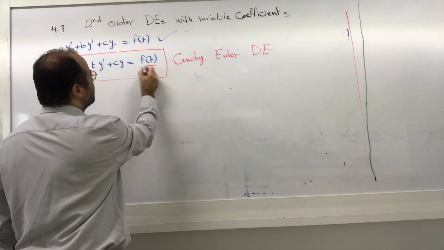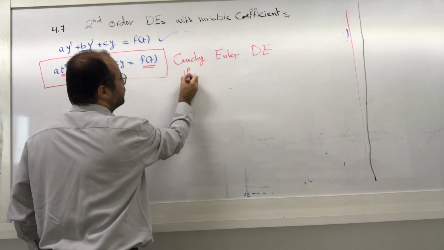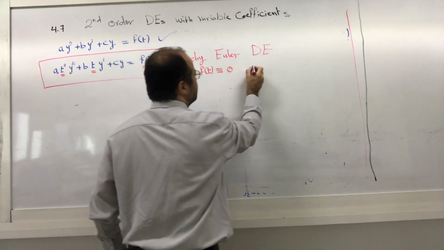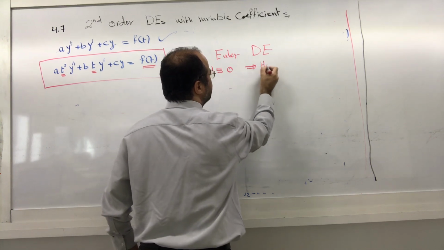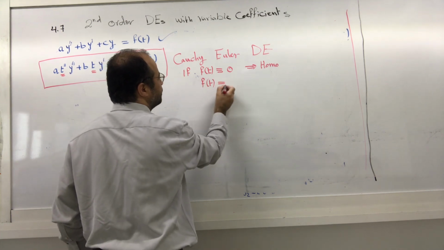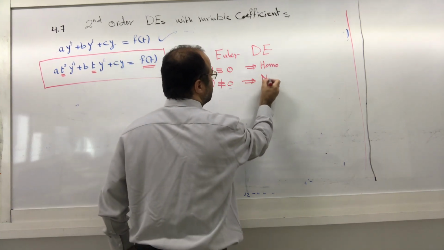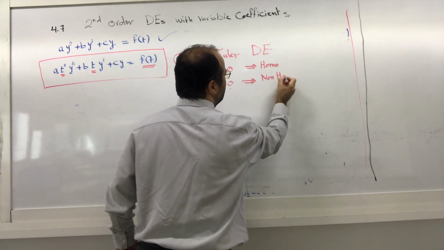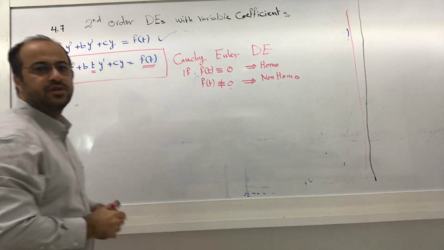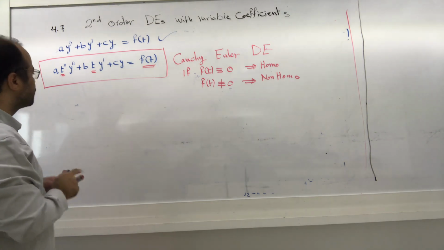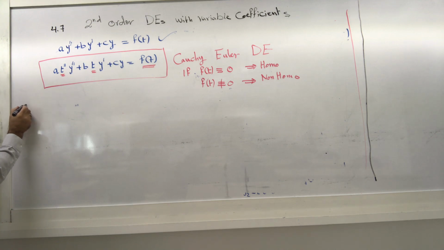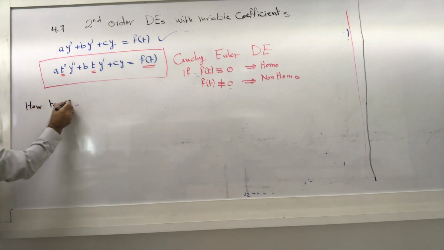But there is one thing here. If f(t) is completely 0, then it is homogeneous. And if f(t) is not 0, then you get non-homogeneous. So we can call it homogeneous Cauchy-Euler differential equation, or non-homogeneous Cauchy-Euler differential equation. Now how to solve this Cauchy-Euler differential equation?